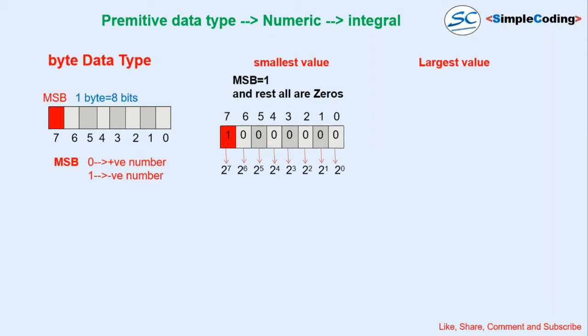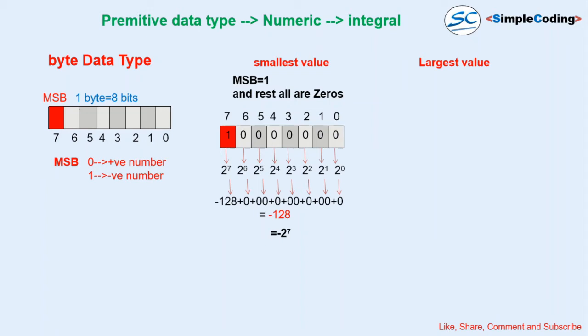But in the case of 2 raised to 7, the value is 128. Here we are considering the MSB as 1, so that is going to be a negative value. So we get minus 128 and the rest are all 0. After adding, we get minus 128. This minus 128 can also be written as minus 2 raised to 7, because the value is the same. So the smallest value for the byte data type is minus 128. Now let's look into the largest value.